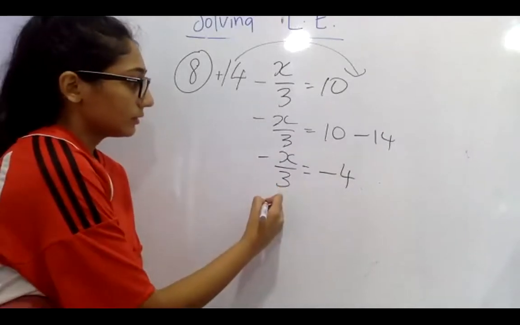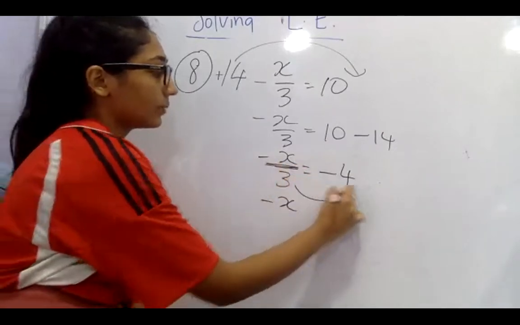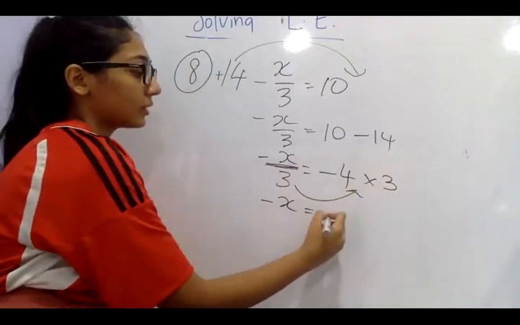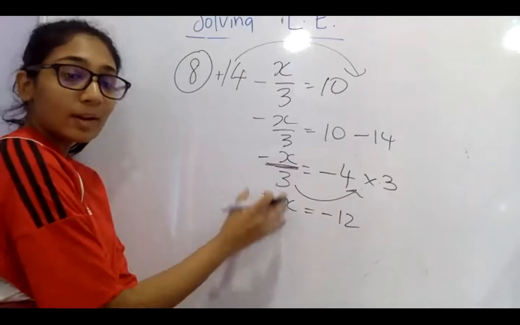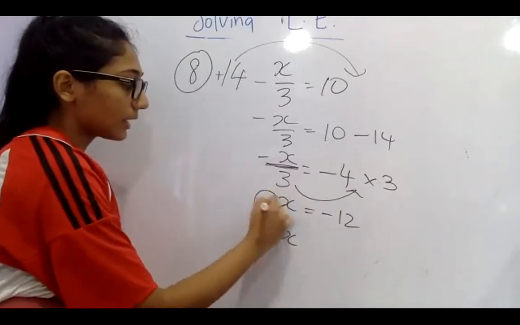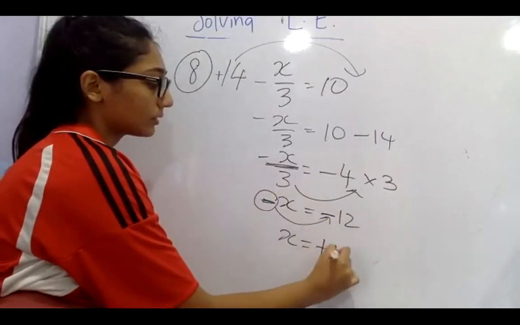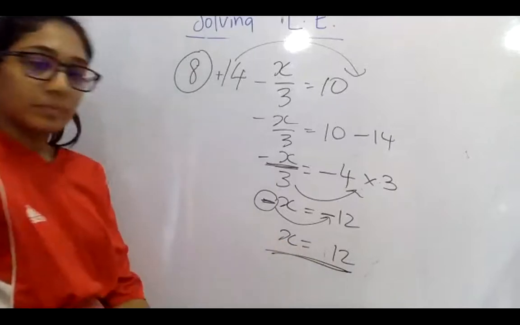Okay? Then I leave the negative. This is divide 3. So I bring over is times 3. -4 times 3 is -12. I don't want -x. I want x only. So I bring the negative over to here. Negative and negative becomes positive. So positive I don't need to write. So x equals to 12.